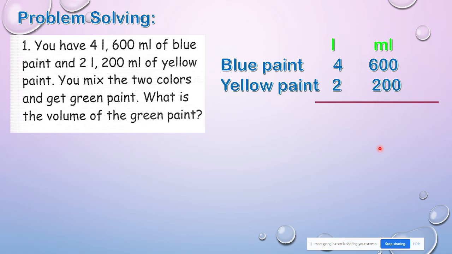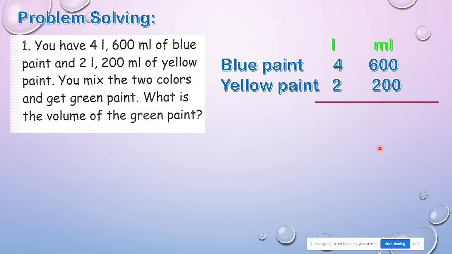6 liter. Plus, answer me first. What operation? I'm asking about the operation. Listen first. What will you do? Will you add or subtract? Will it be plus or minus?